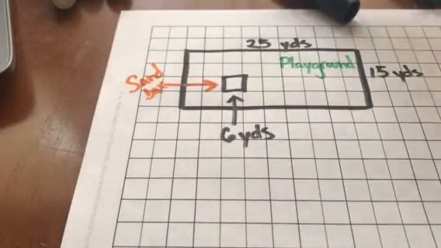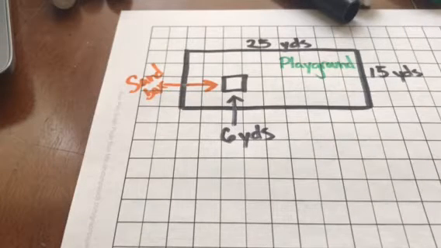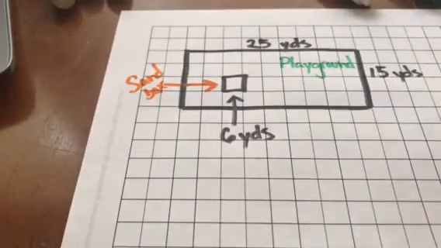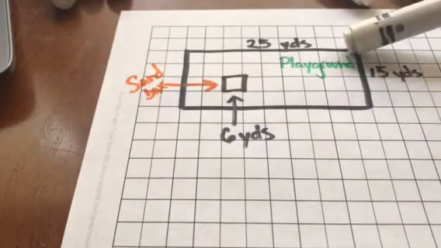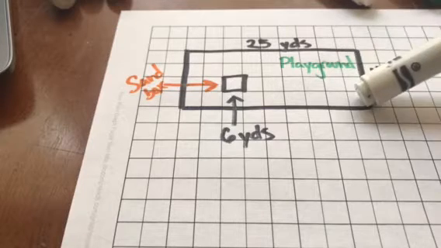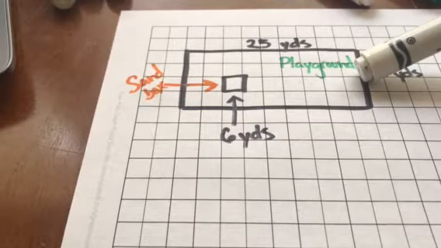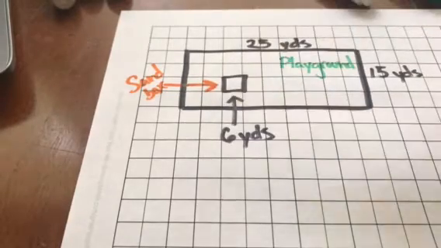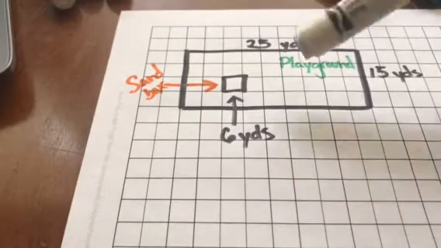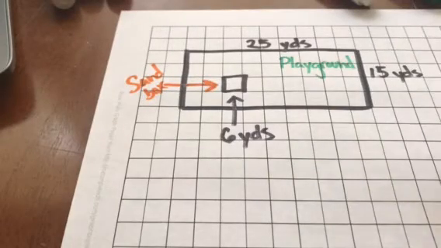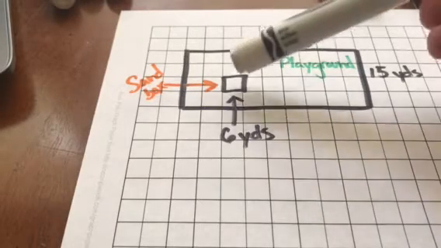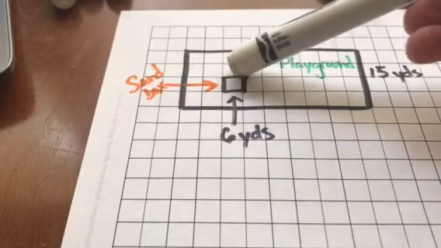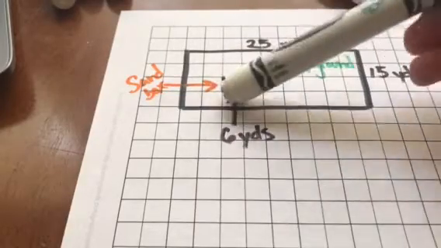Okay, so I've drawn the picture. Now I'm thinking, what do I know and what do I need to find out? So I know that the length of the playground is 25 yards, and I know the width is 15 yards. I also know from the problem that the sandbox is a square. What does that mean? I know a square has all equal sides. So that means that the length and the width of this sandbox is 6 yards.